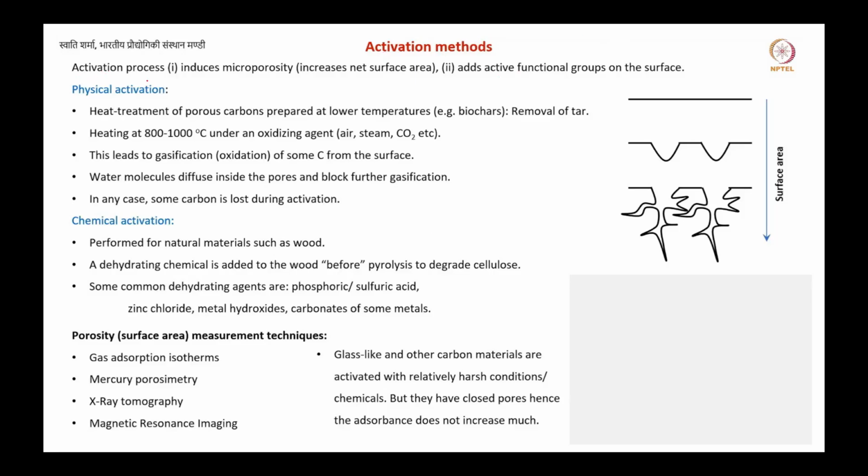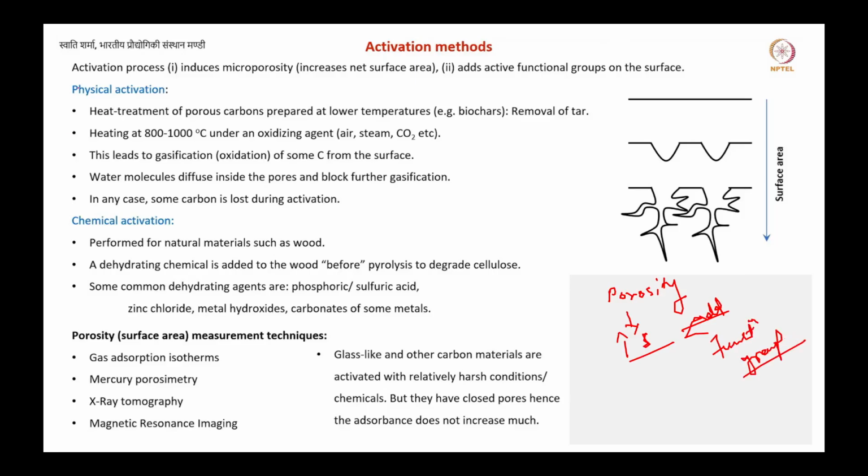Now, this process, the activation method: how will it get activated? It has induced porosity. Because it is made by carbonizing, it has some porosity, so that will increase the net surface area. Second, you add active functional groups on the surface. So here you will add some functional groups.